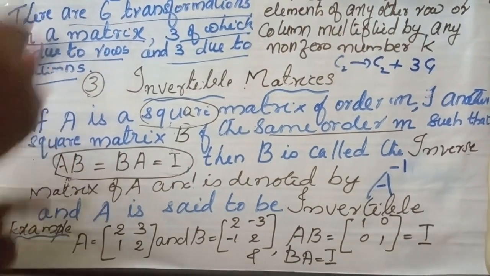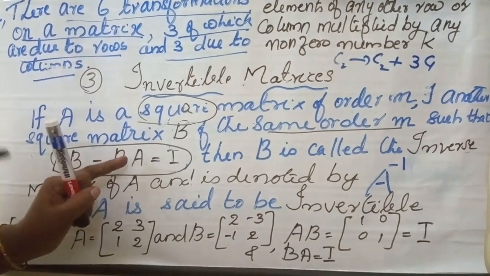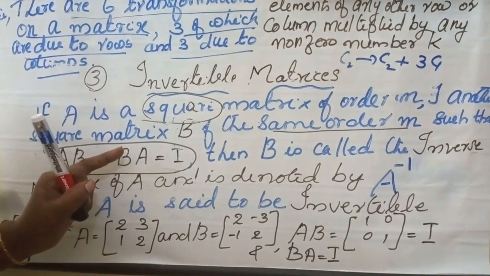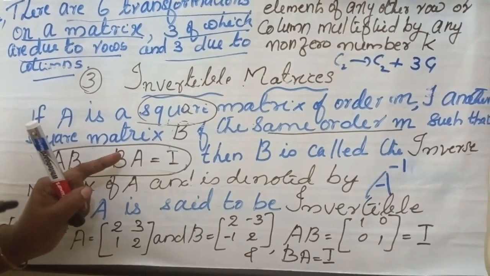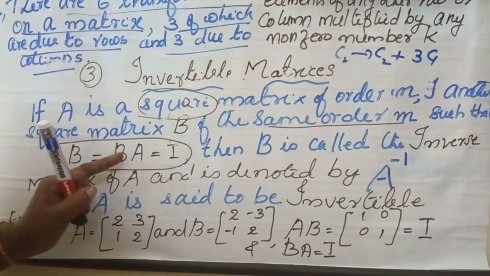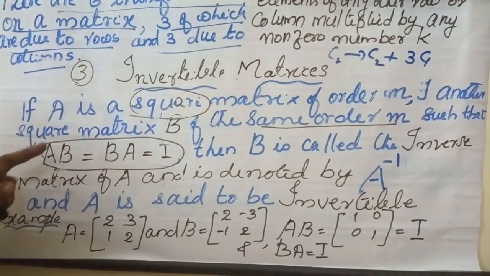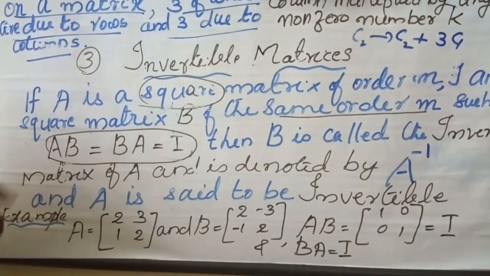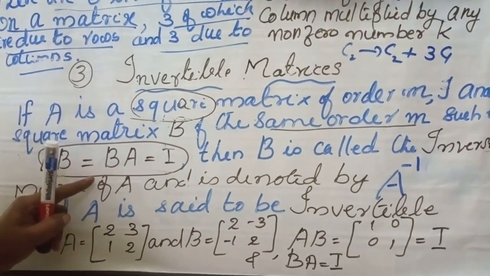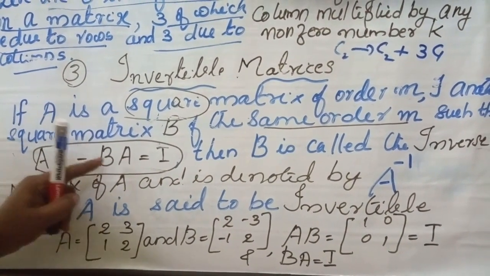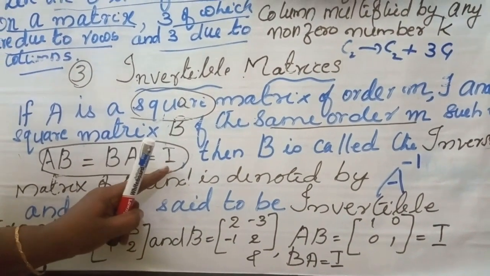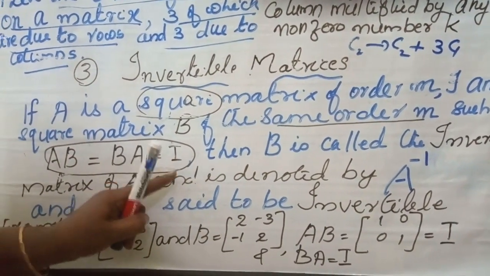Then you take the reverse order, BA, because already you see that AB and BA are not commutative. All of you remember that property? Matrix multiplication is not always commutative. But in the case of invertible matrices, AB must be equal to BA. That means this commutative property must hold, and the result must be I, the identity matrix.